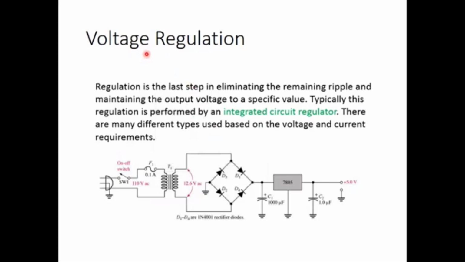Okay, in the last stage of the DC power supply circuit, we have a voltage regulator circuit. So we have the voltage regulator. This is the complete circuit for the DC power supply. Let's recall what we have learned in our previous class.